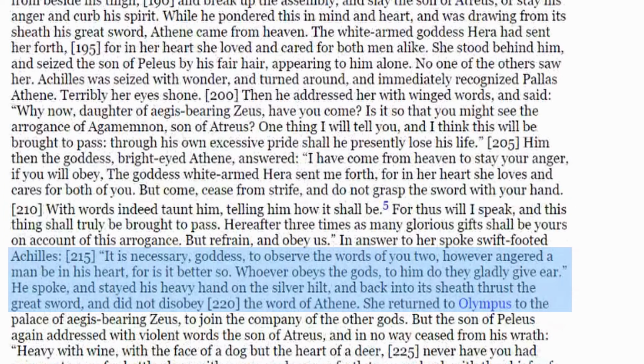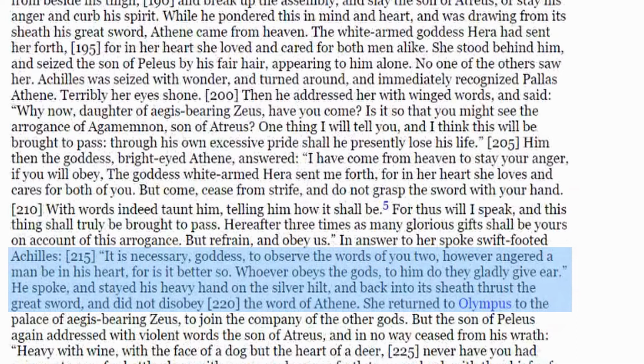And he says, it is necessary, goddess, to observe the words of you two, however angered a man be in his heart, for it is better so. Whoever obeys the gods, to him do they gladly give ear. And it's not just a matter of, I'm doing this for the sake of what the God will. This is not a Christian religious context. In a Christian context, you do the will of God because it's the will of God. In a Homeric context, you do the will of God because they will listen to you if you do that.